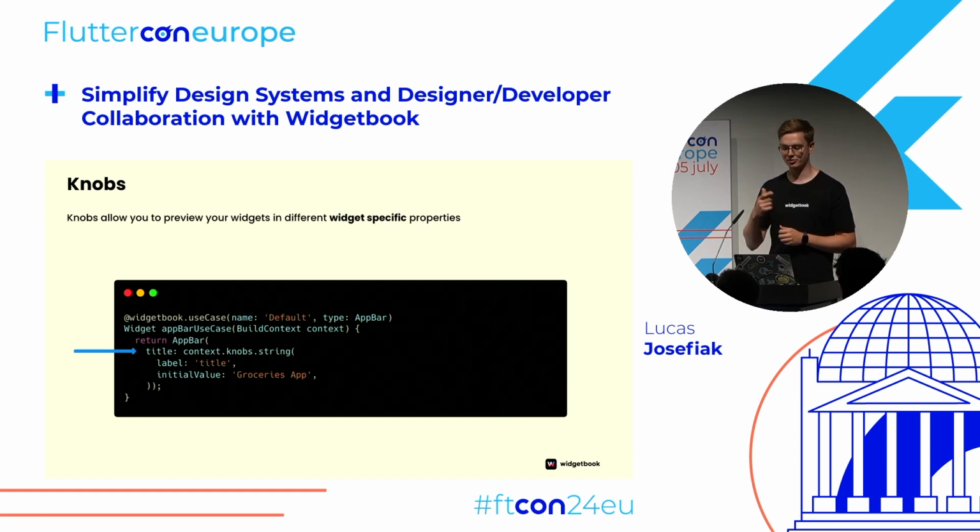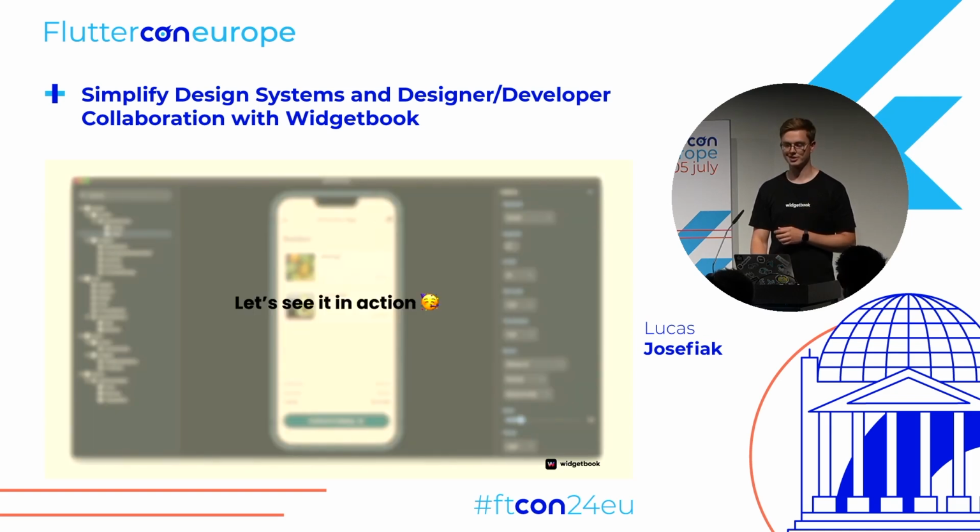There we just provided the mock straight after the title, but with the knobs, we are able to dynamically override our widgets in the Widgetbook UI. So what we are writing here is we're just using context.knobs.string. We provide it with an initial label. In this case, we call it title. That's going to appear in the Widgetbook UI on the right side, and then we give it an initial value. In our case, groceries app, that can then be overwritten, and let's see it in action.